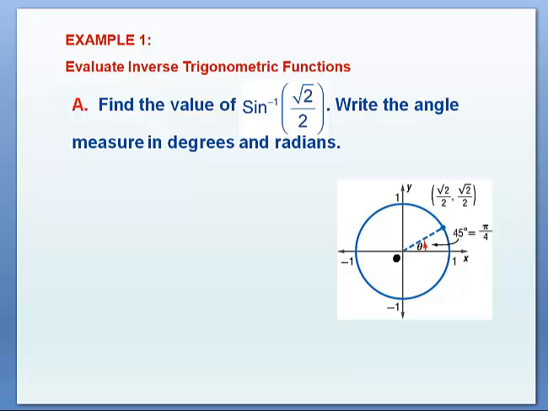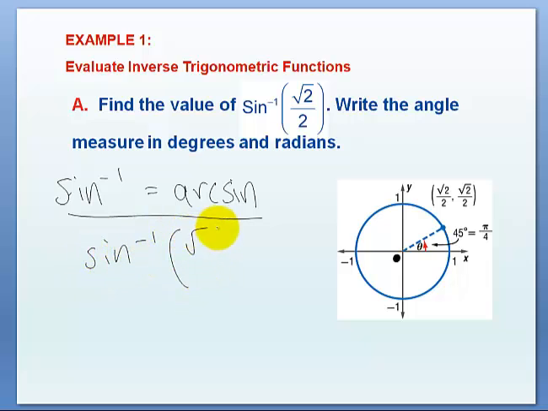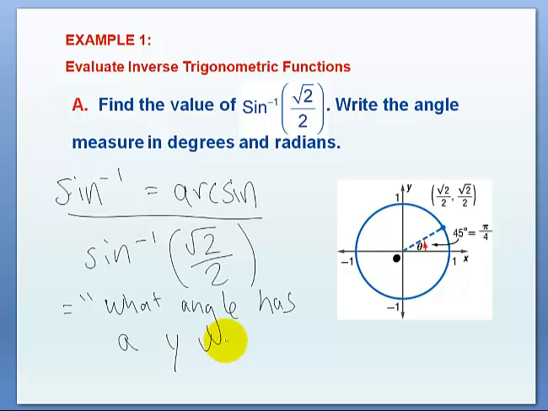Well, we are therefore going to talk about questions where we're asked to find the inverse trig function. So if we look at this question, it says find the value of sine to the negative 1, and you need to know that sine to the negative 1 can also be written as arc sine. They are interchangeable. So when you see this question of sine to the negative 1 of root 2 over 2, what that question is really asking is: what angle has a y value of root 2 over 2?